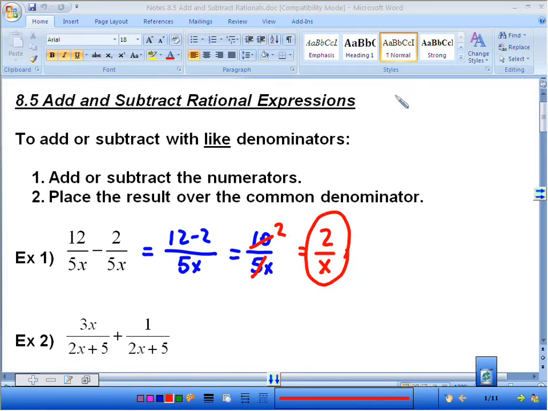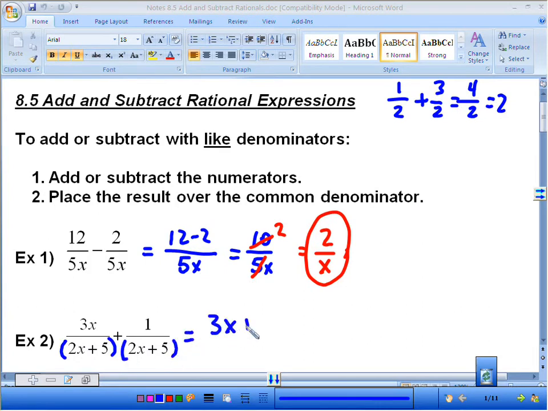These work just the same way. You're used to working a problem like this. If you say 1/2 plus 3/2, you know that if the denominators are the same, all you do is add the numerators. 3 plus 1 is 4/2, and of course we would reduce that to 2. It works the same way when you have binomials here. If the binomials are the same, then all we have to do is add the numerators. So 3x plus 1 over our denominator of 2x plus 5.